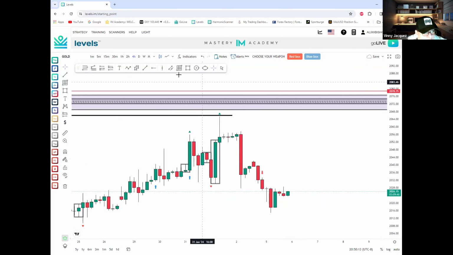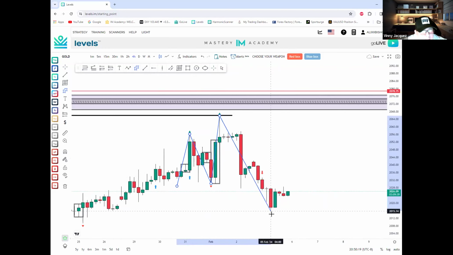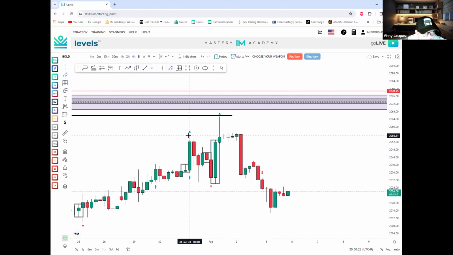Now let's just look at the structure here. We have higher high, higher low, higher high, change of character, right? Nice little change of character. Cool. Let's focus up. We have our shoulder.